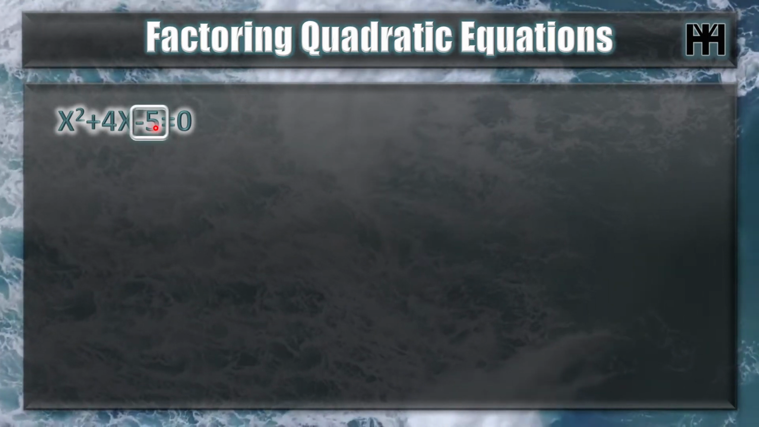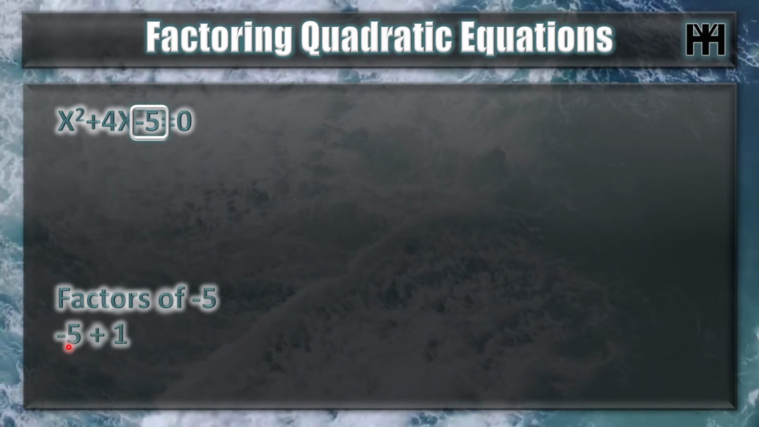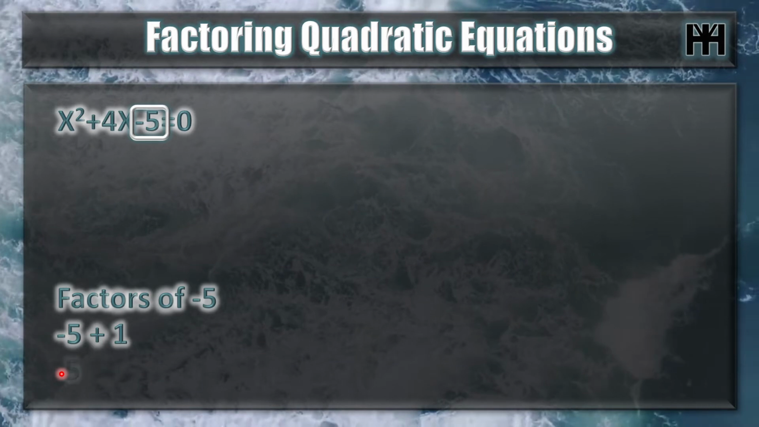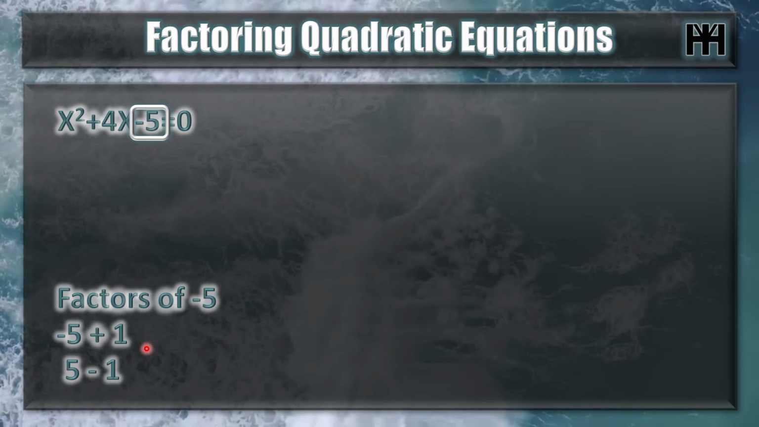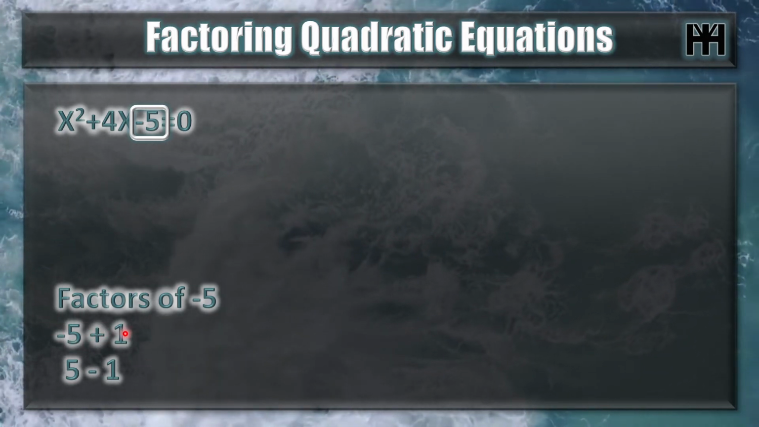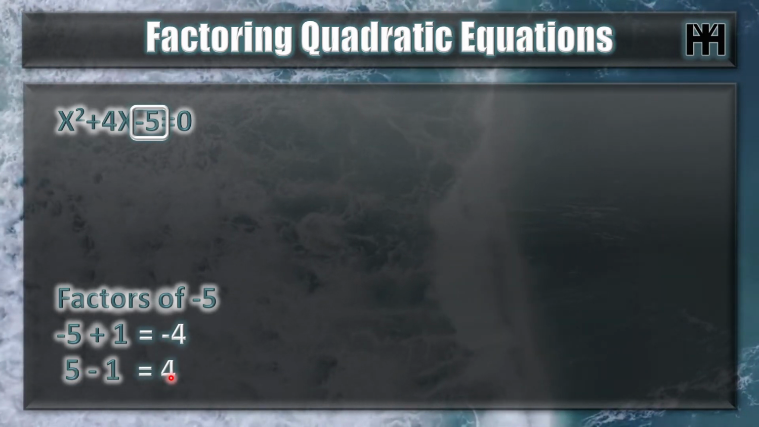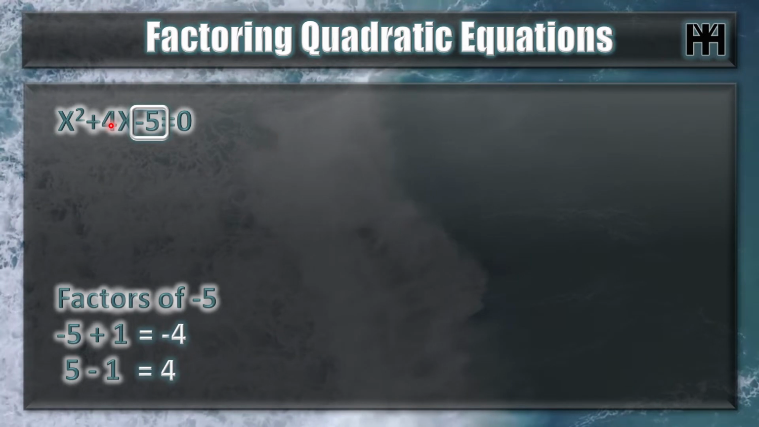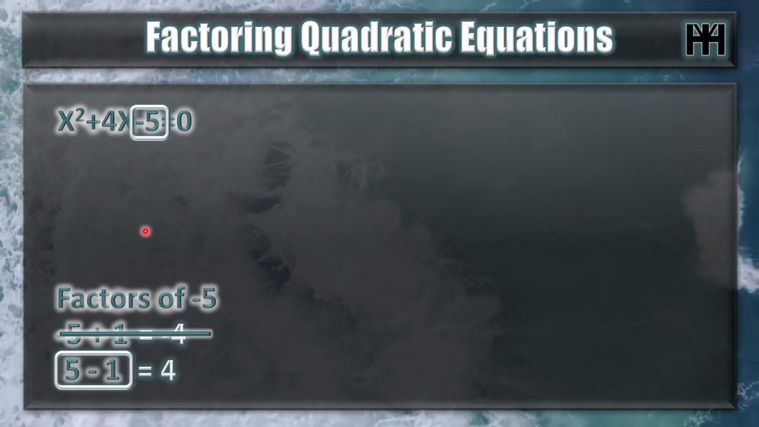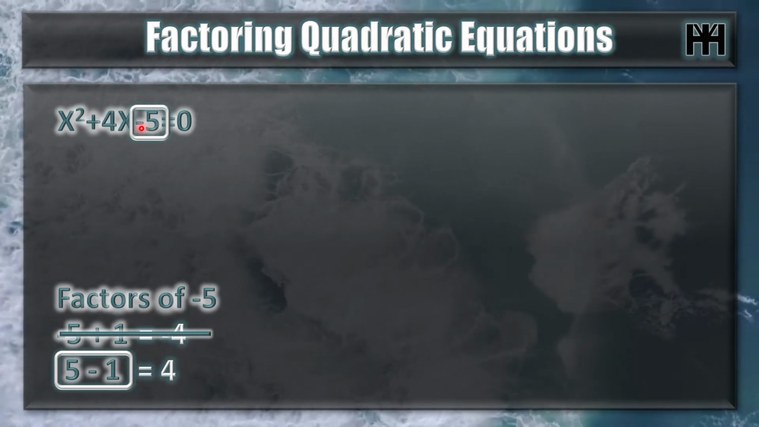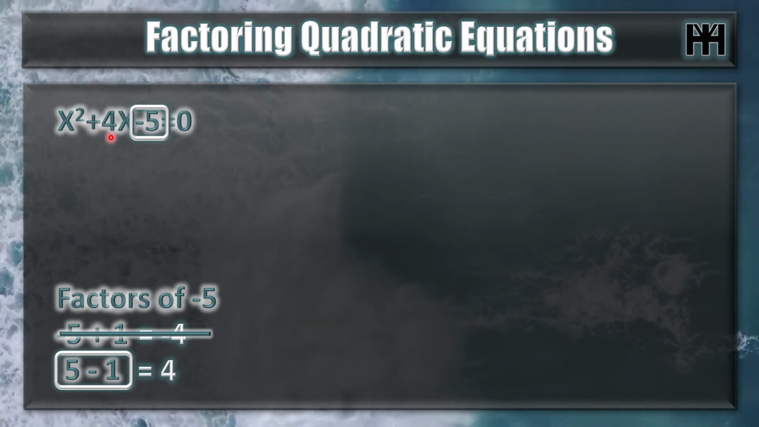First, you look at the negative 5 here. You will take out the factors of negative 5. So whether it's negative 5 and positive 1 or it's 5 and negative 1, there is no other factor of negative 5. Okay, so the first, negative 5 and positive 1, if we add them, they are negative 4, and 5 and negative 1 add to 4, which is the same as 4 here. So this is the one we choose. So we'll take the factors of this number and see if they add up to give us this number. That's how we factor the quadratic equation.